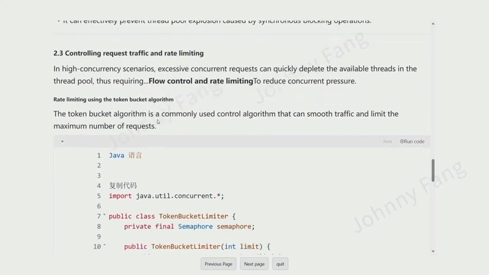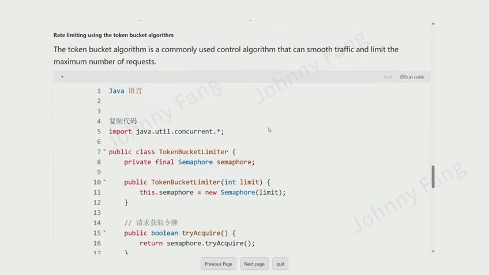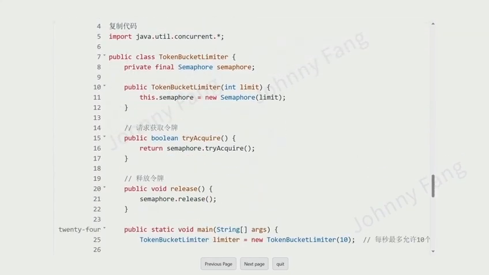Use a token algorithm for throttling. Here is the specific Java code requesting a token here.